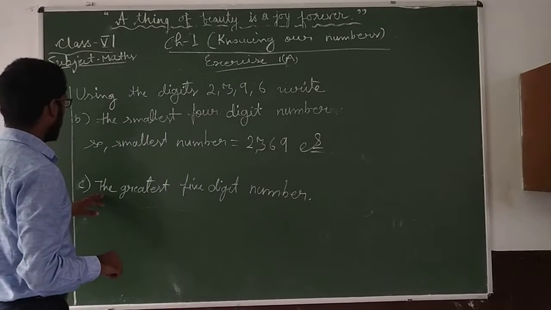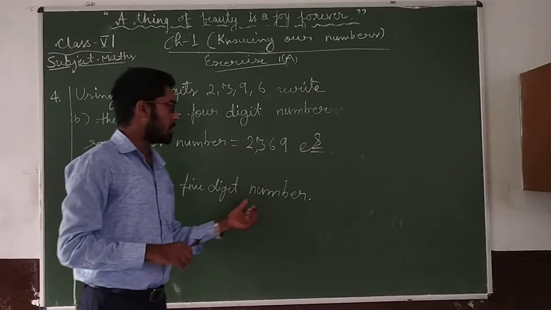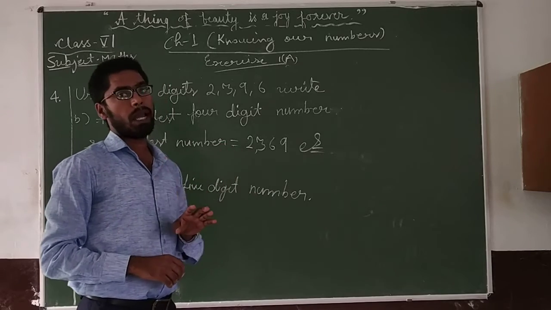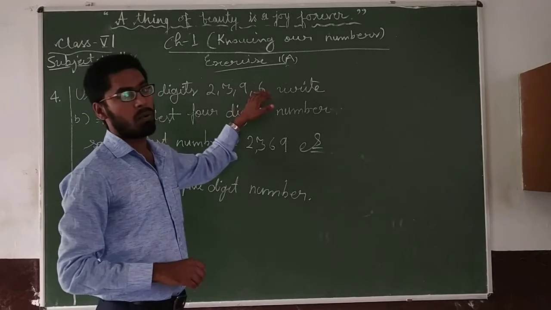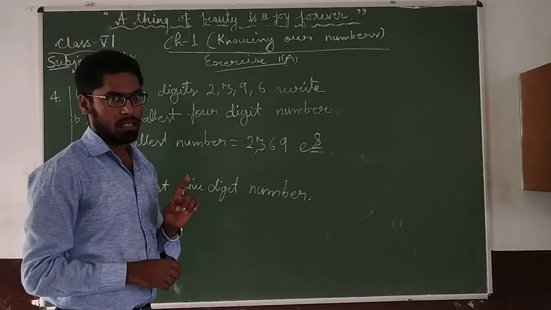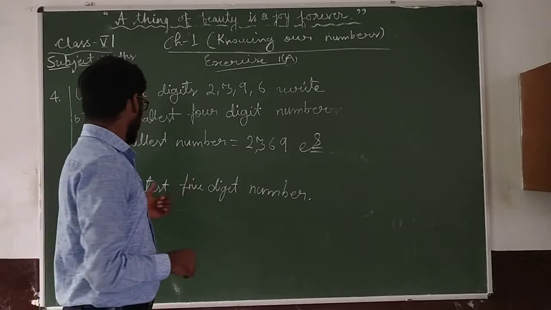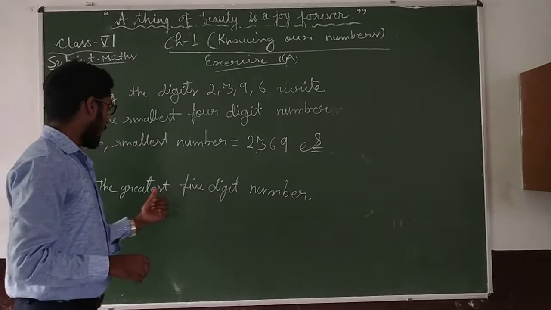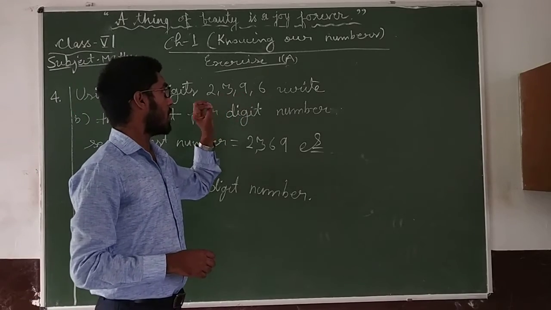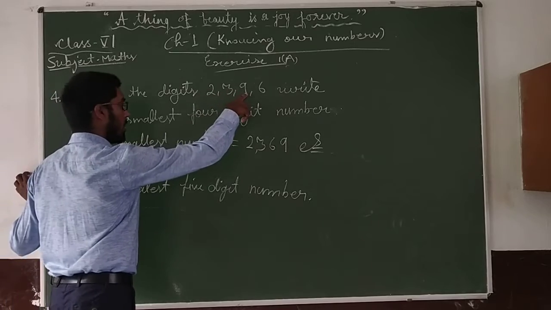And now here part number C of the same question, write the greatest 5-digit number. Here you will write a number which has 5 digits, but you have only 4 digits. What will you do? You will repeat 1 digit. But which digit will be repeated? Because you are writing the greatest number, you will repeat the digit which has the greatest value. So here you will repeat your 9.